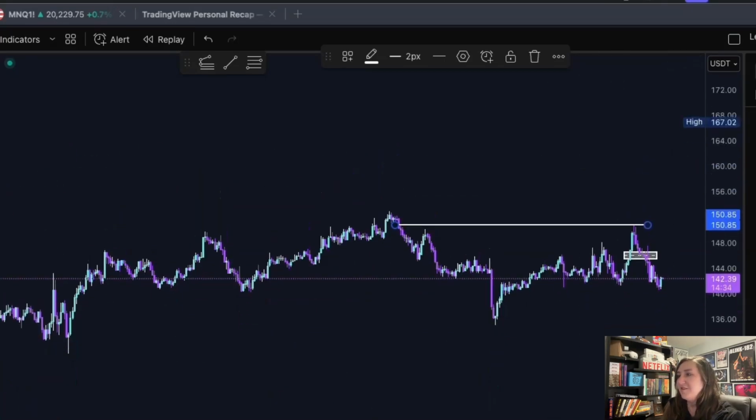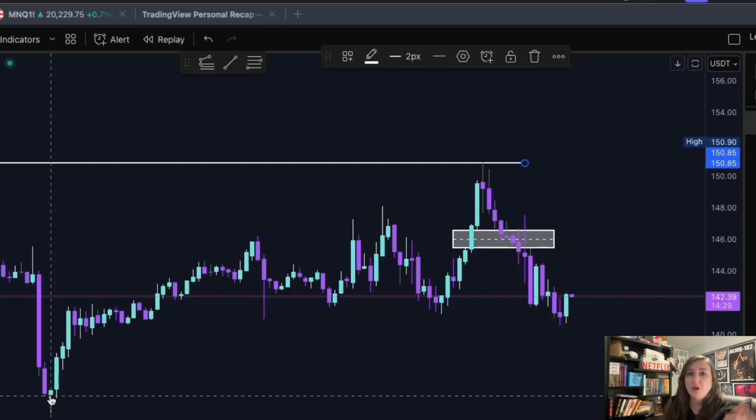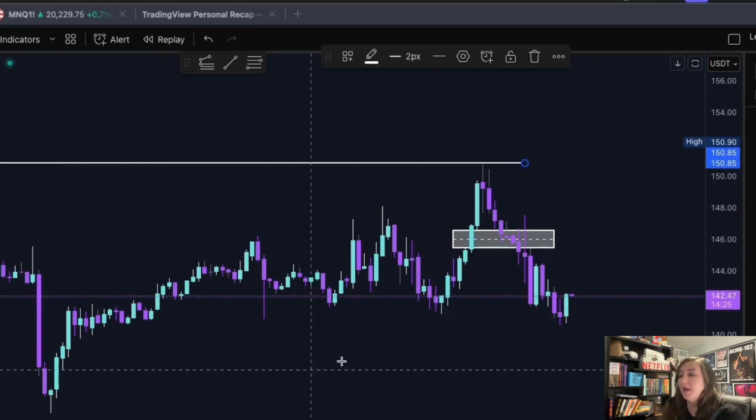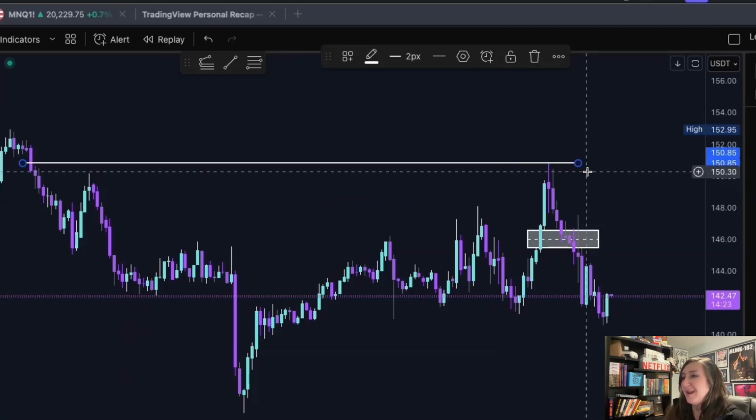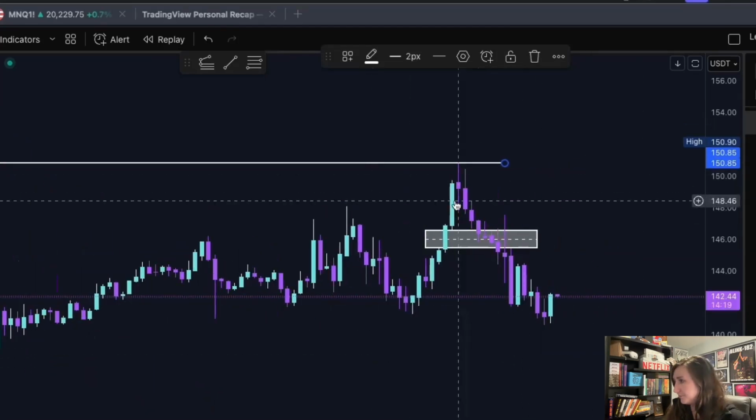Overall, we've been in a downtrend, but if you're playing lower time frames, it's going to switch on you consistently. So you're going to have uptrends and downtrends really quick that you need to play. So this would probably be considered a liquidity sweep here, but I'll save that for another video.